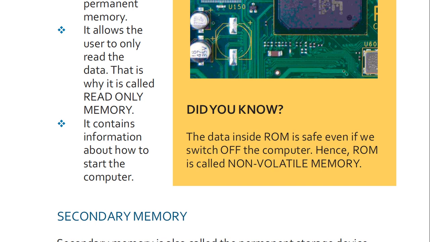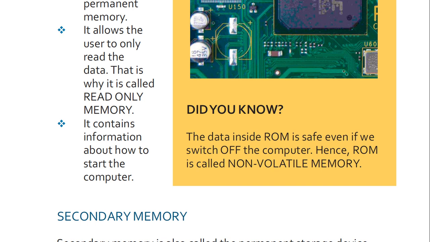The data is stored even after you switch off the computer. It cannot be erased. So it is called non-volatile memory. So ROM is a non-volatile memory. RAM is a volatile memory.